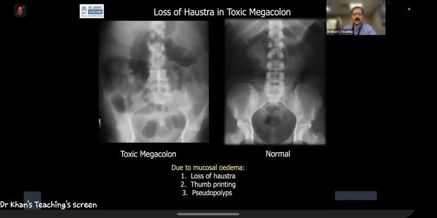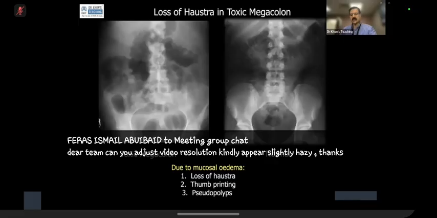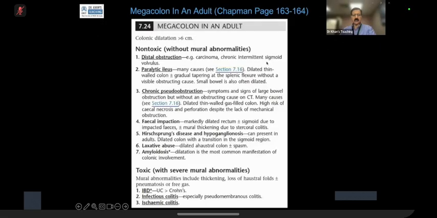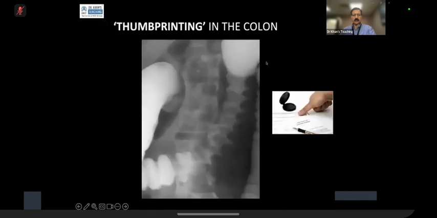Toxic megacolon is a very important case. It can come even in rapid reporting. It can come in long cases. It can come in VIVA. Another thing, key point is that when a bowel loop crosses the spine, then that is the classical location of the transverse colon.